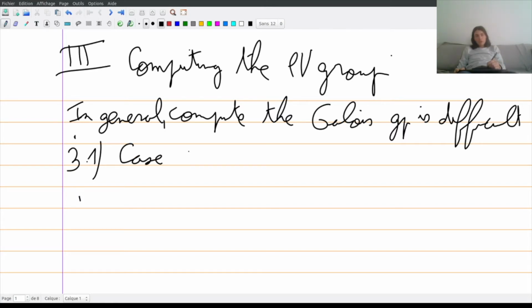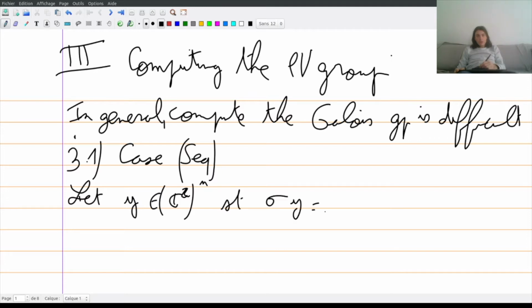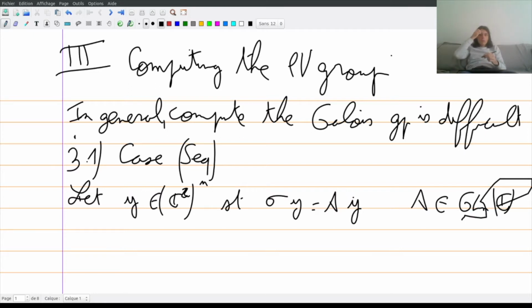So the first case is the case of sequences, and we will recover the algebraic relations satisfied by the Fibonacci sequence. Remember that it was the motivation of this course. So we are in the framework of sequences, and let y be a vector of sequences, which is a solution of a shift difference equation with a matrix A having coefficients in C.